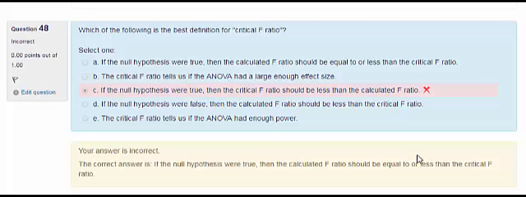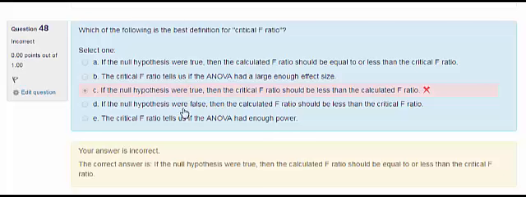Last one. Which of the following is the best definition of the critical F ratio? So the word critical is critical. That's the F ratio you get out of a book. In other words, if the null were true, then you should have got the critical F ratio, that value or less than that value. Again, if the null were true, you should have gotten less than the critical F ratio.